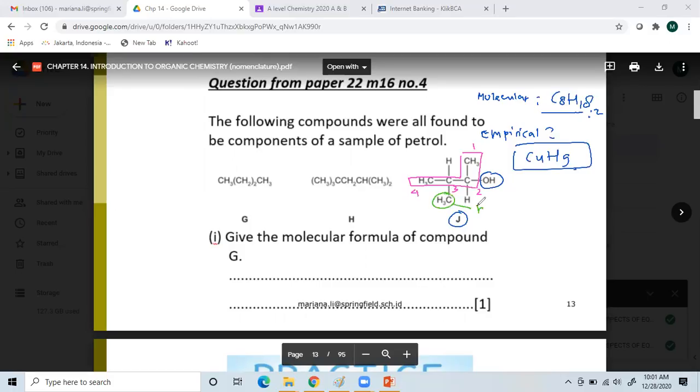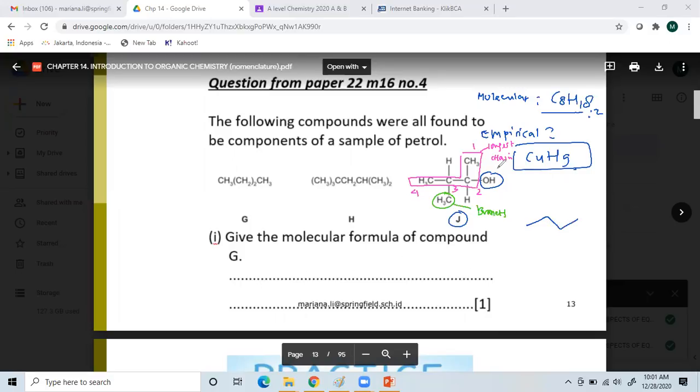Okay, how about this? This is called a branch. This is the longest chain. And this is the branch, like a tree, this is the branch of the tree. So the longest chain consists of how many C's? 4 C's, yeah? 1, 2, 3, 4.